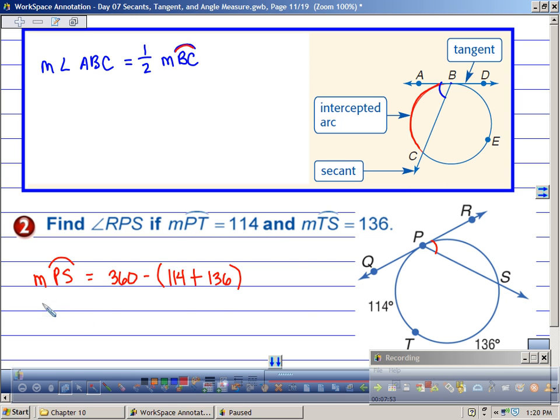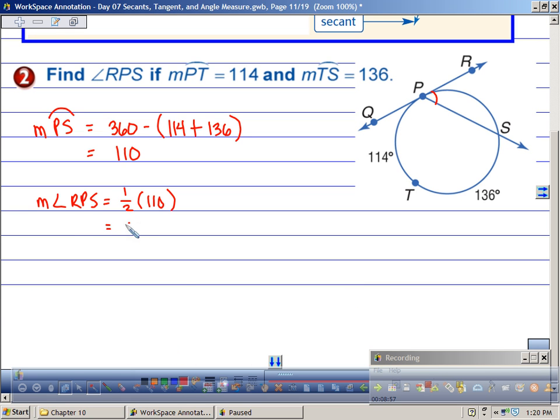Okay, guys. So the measure of PS is what? What's 360 minus 114 plus 136? I have 110. 360 minus 250 is 110. So then what's the measure of angle RPS? Half of that, which is what? 55. That angle is 55 degrees. Not too hard, right?